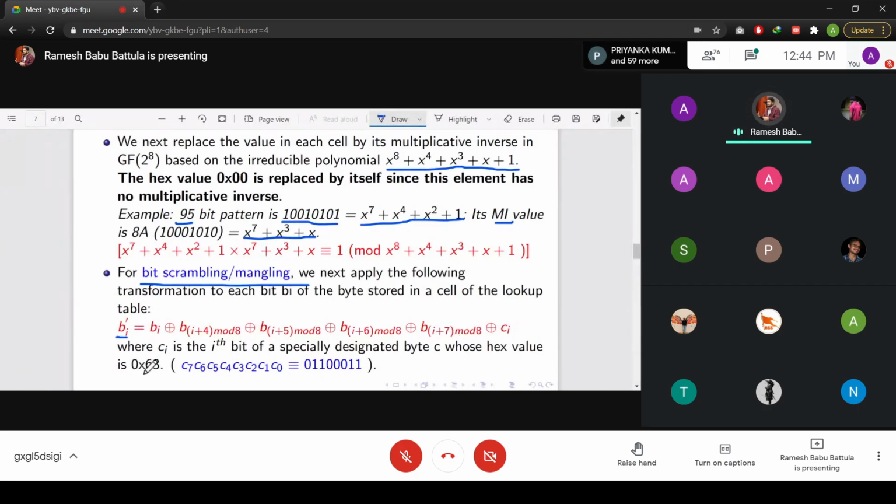ci. The constant value is going to be here. This is going to be 63. Why they are choosing 63, I will explain later. But okay, this is the constant value. You need to keep it with you.